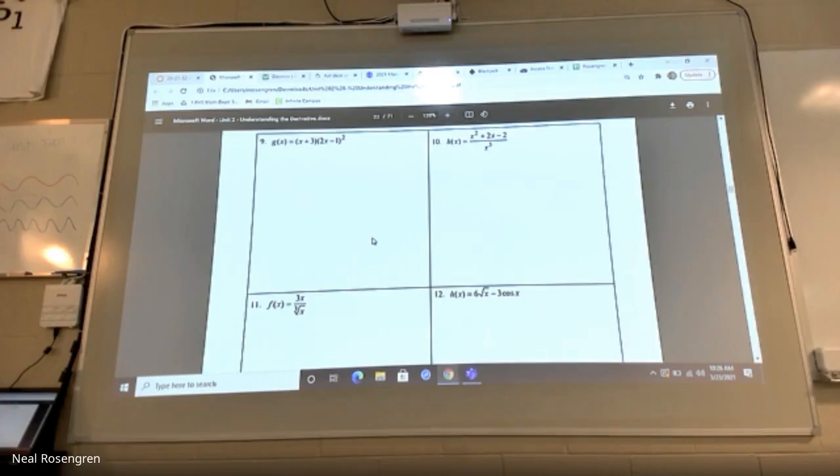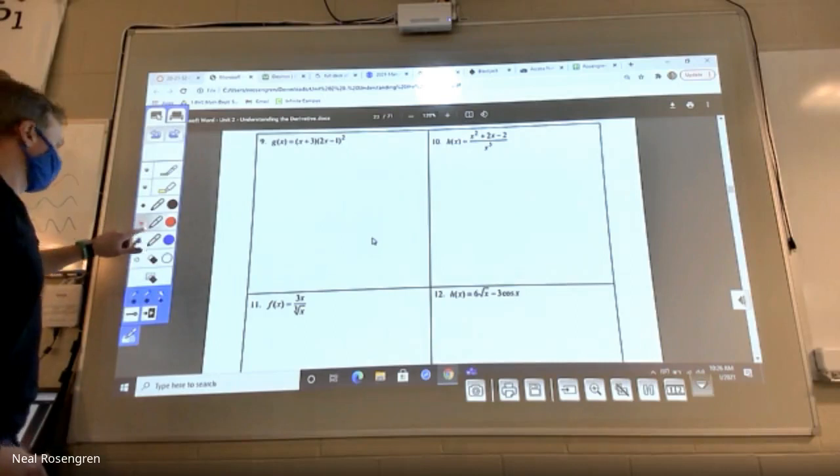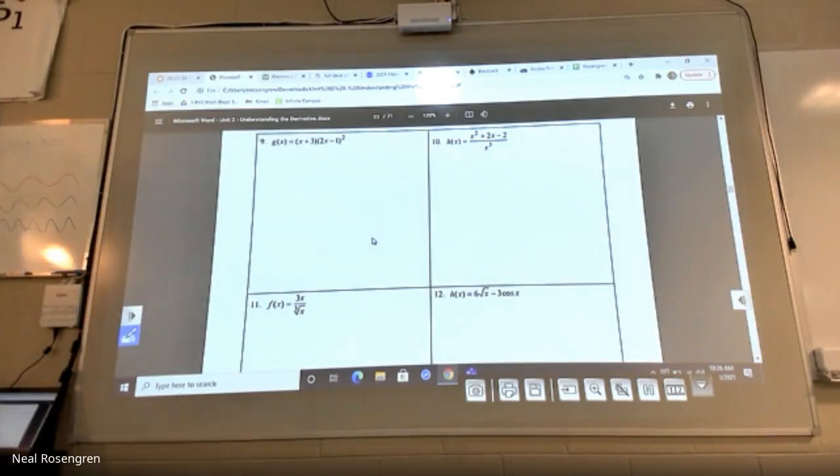Let's see if we can work through these three. Okay, 10, 11, and 12. Let's do the first one together, just to make sure we're good. Now, I'll let you loose on 11 and 12. And obviously we need to know what directions we've got. I just said find the derivative.